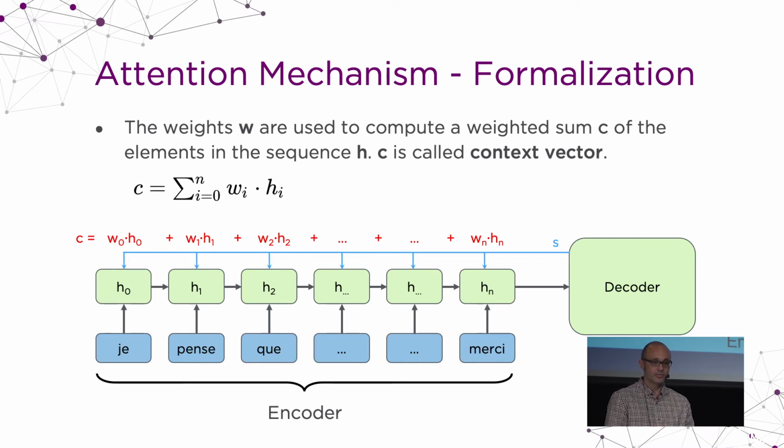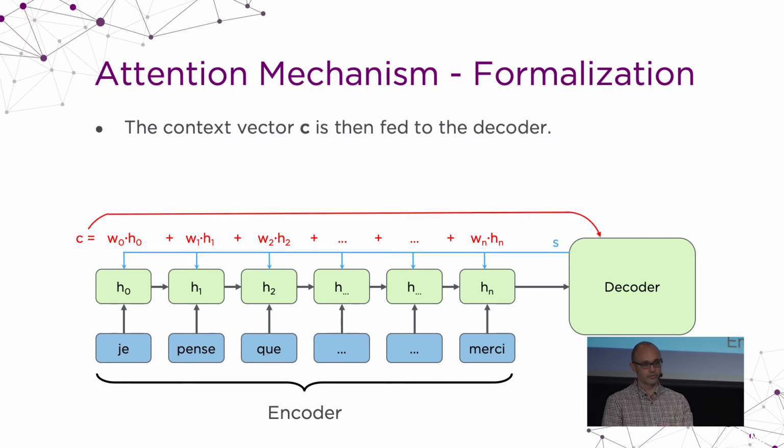And at the end of this weighted sum, we end up with a vector, which we call C, also called the context vector, because this vector represents the information that is relevant for the decoder to produce the current output. And in fact, at this point, we just feed this vector back into the decoder, and now the decoder can hopefully do a better job in producing the output, because it has all the relevant information that it needs for the current time step.